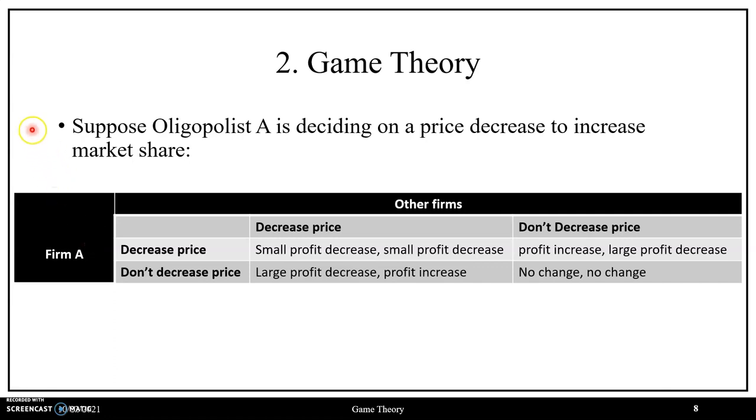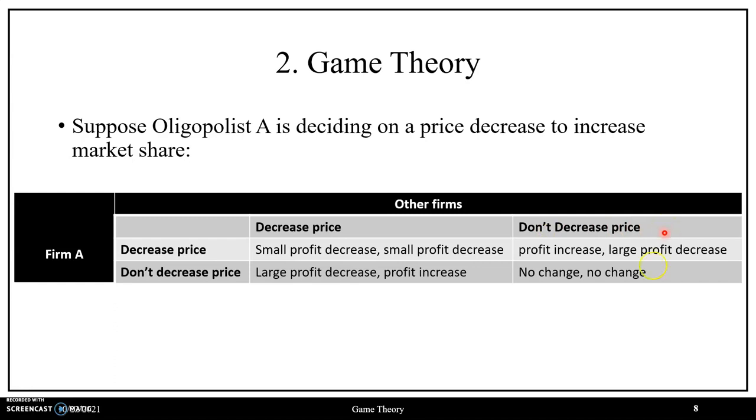Here we have our first game. Suppose oligopolist A is deciding on a price decrease in order to increase market share, where here we have our payoff matrix below, in which we have two players. We have the row player here, which is firm A, and we have the column player, which is the other firms in the industry. Our set of strategies are that firm A can choose to decrease their price or not decrease their price, whereas the column player, the other firms, also has the strategies available of decrease price or don't decrease price.